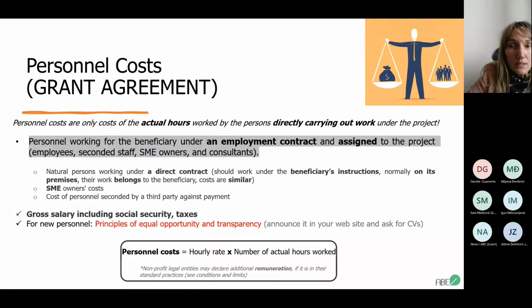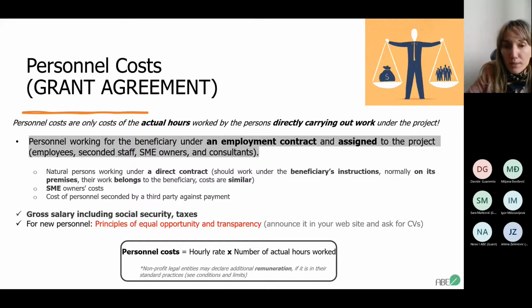When it comes to the calculation of the personnel costs, we are taking the gross salary of each, so including the social security and all taxes. For new personnel, you just need to keep in mind that you should apply the principles of equal opportunity and transparency, which actually means that if you want to hire somebody for the project, you need to announce it on your website, and of course ask for CVs and follow that simple procedure that makes this process transparent.